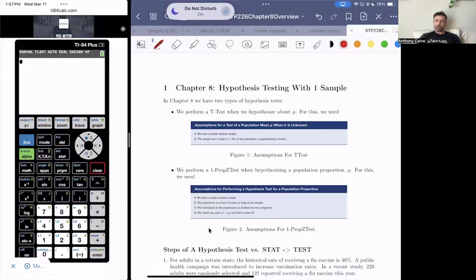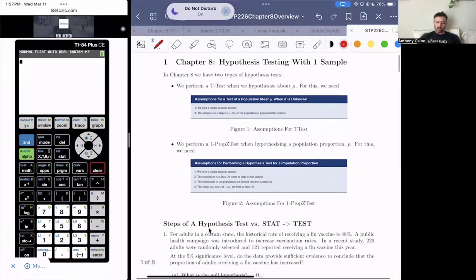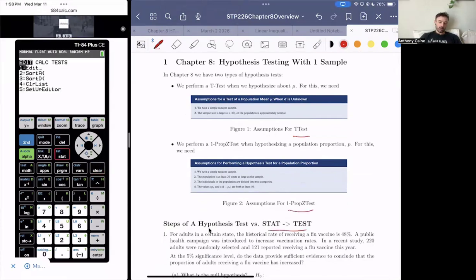All right, Chapter 8 overview. There are two types of hypothesis tests that really matter from Chapter 8. One is a t-test, and the other is a one prop z-test. You can find these if you do stat and then go to the test menu. Option 2 is the t-test, option 5 is the one prop z-test. That's where they live.